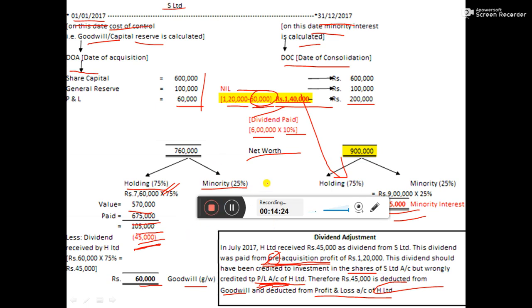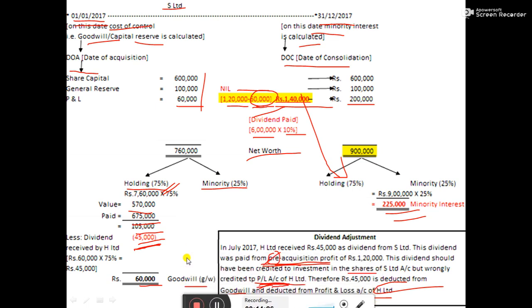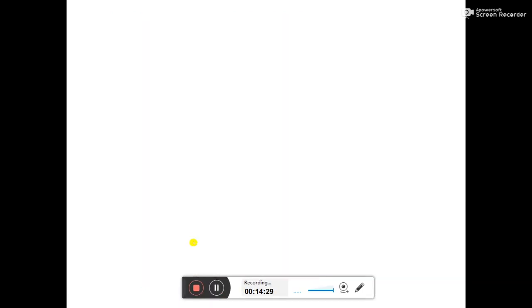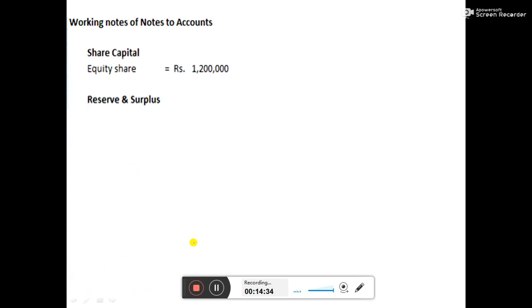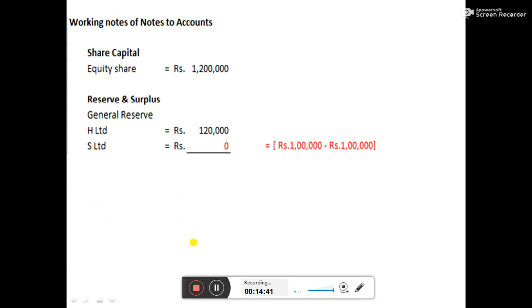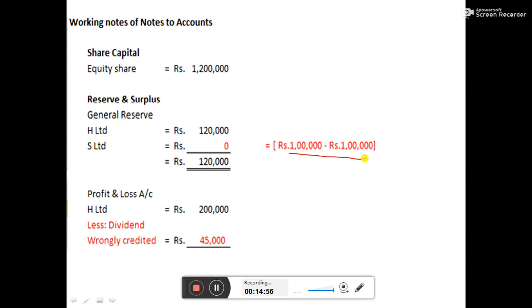Now we will move on to preparation of notes to accounts, working notes to accounts. Okay, first one is share capital. The amount will be 1,20,000. Then reserves and surplus. General reserve is given 1,20,000, and S Limited, there is no change in the reserve. 1 lakh minus 1 lakh. So 1,20,000 will be shown in notes to accounts. This was in working notes to accounts, and then it will go in the balance sheet. Profit and loss account H Limited is 2 lakh.